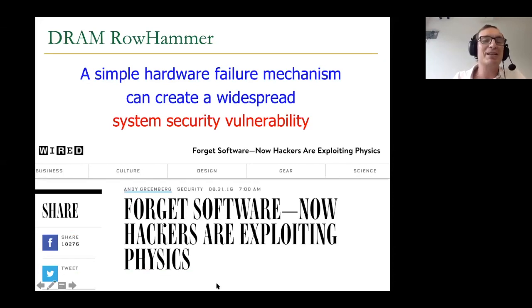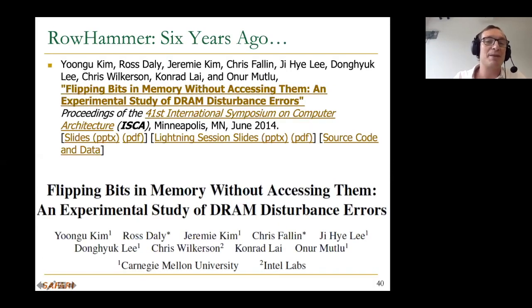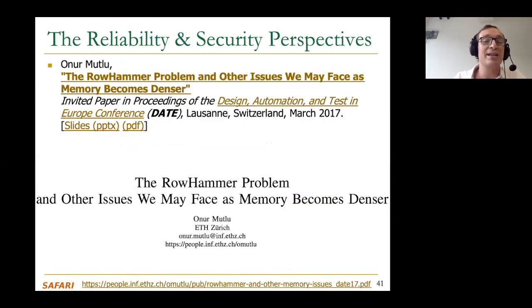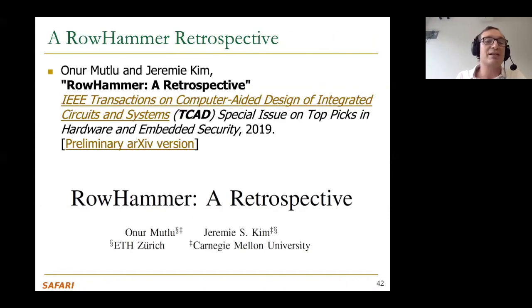Okay, over time, this was the paper 6 years ago. We're going to cover this actually. And now I'm giving you the reliability and security perspectives of scaling. And Rowhammer is a really, really fascinating, real example of technology scaling problems that DRAM is seeing today, bit flips basically that you cannot control. And this is becoming worse. And this retrospective covers it, as you can see over here.